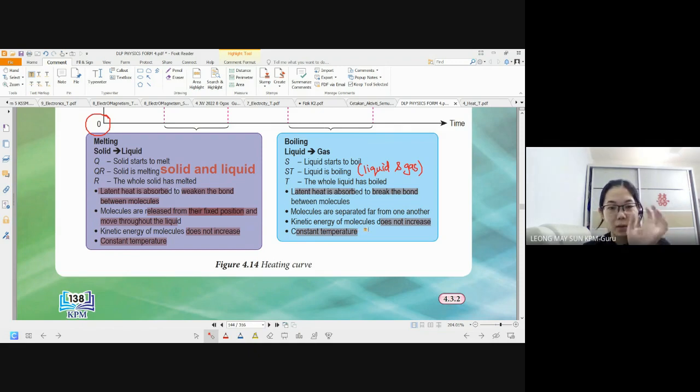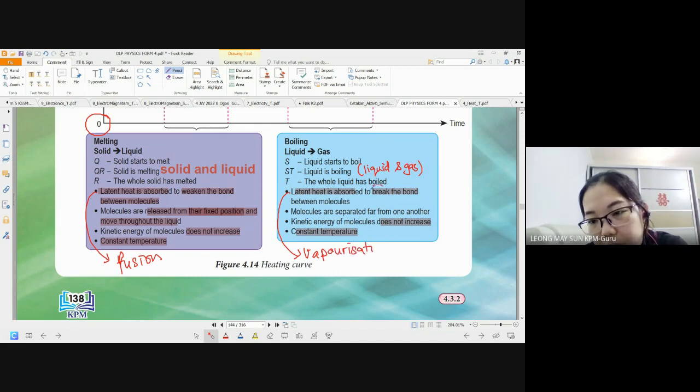So the key word here, number one, is the specific latent heat of fusion. This latent heat is the specific latent heat of fusion. This one would be the specific latent heat of vaporization. The latent heat that is being absorbed is to break the bonds. But for melting point and freezing point, especially melting point, it's to weaken the bonds between the molecules. So this is the key word that you have to identify and remember. So this is for the heating curve.